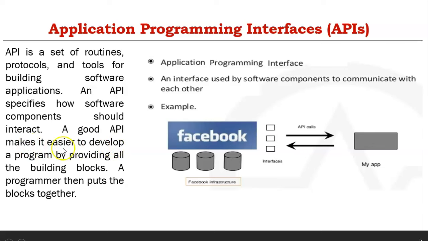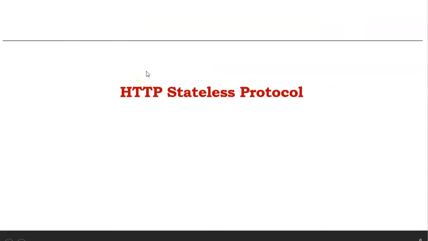A good API makes it easy to develop a program by providing all the building blocks. A programmer then puts the blocks together. So an API can be a login API, a create post API, a like post API, a share API. All this can be done remotely if Facebook or any other client exposes the API. APIs are written in either the SOAP or the REST framework.